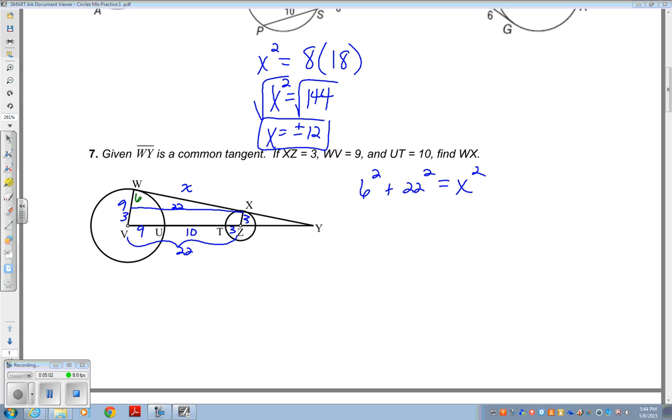Number 7 here is like number 18. You're going to have to do the same type of thing. It is not a perfect square. You can give me a decimal answer or simplify the radical.